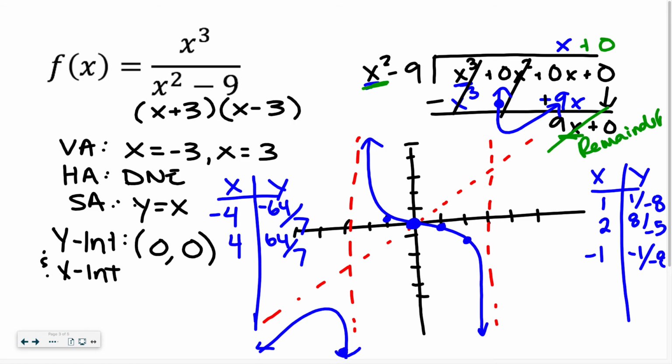You could do domain and range. Domain, you would restrict negative 3 and 3. Range, because that middle section would be all real numbers again.